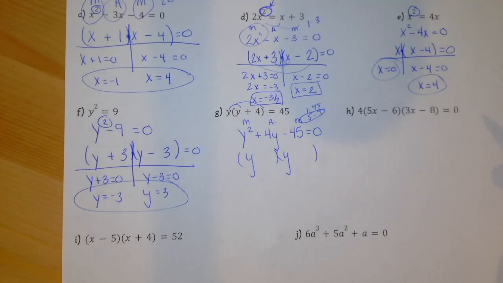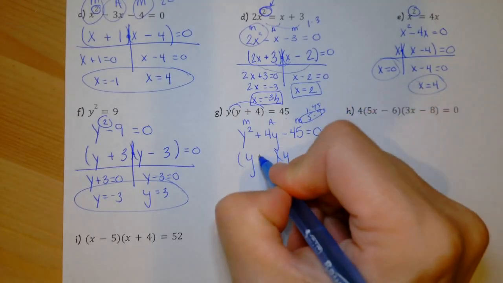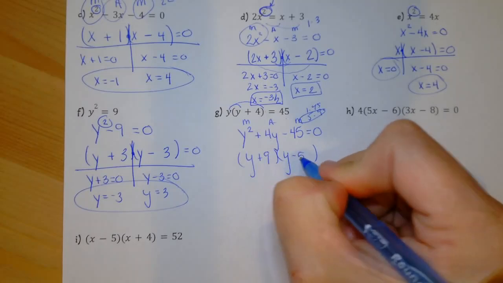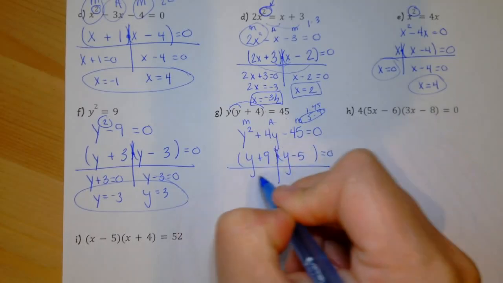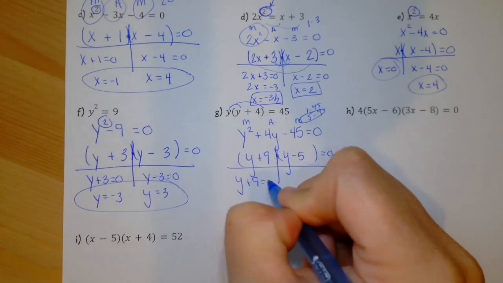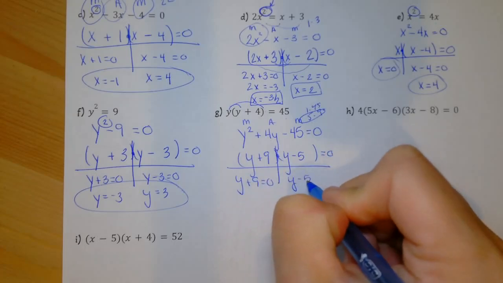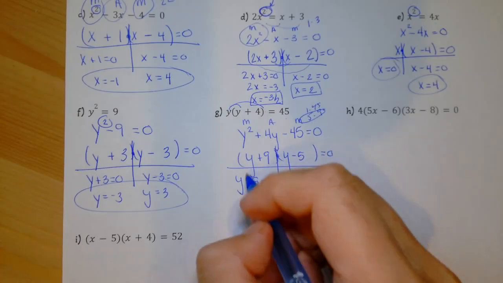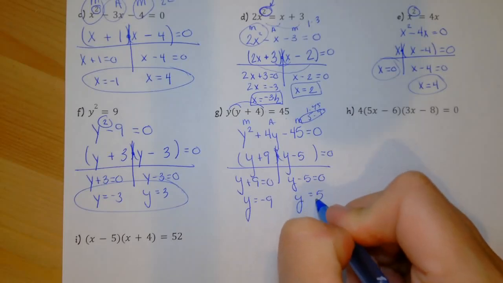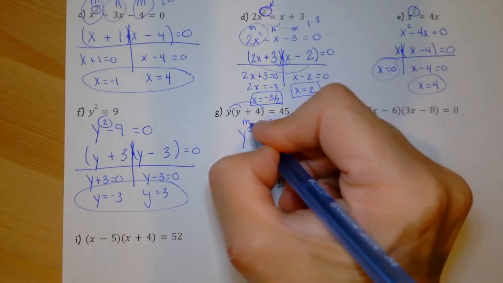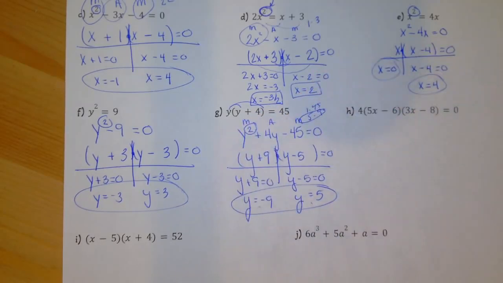And again, I'm moving through my factoring. We have done factoring for 6 days now. We're going to move through this quick. I'm going to go plus 9 and minus 5 equals 0. Here's my times, my factors. So y plus 9 equals 0. Y minus 5 equals 0. So I'm going to get y equals negative 9 and y equals 5. And again, I have a y squared, so I should anticipate 2 answers.